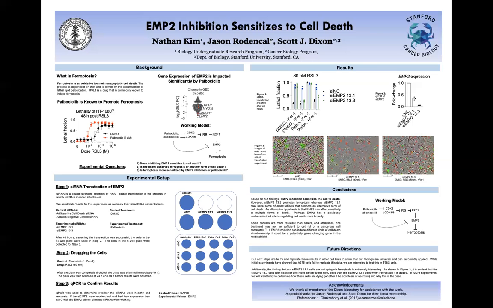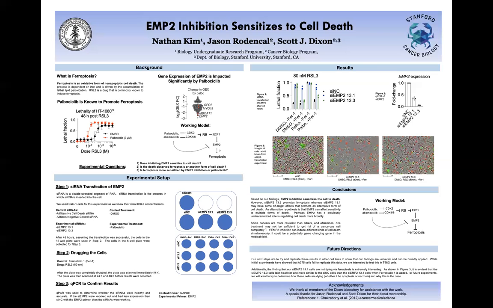And then finally, in figure 3, you can see that these are 3 different images I took of the cells from figure 1. Just to confirm our results, you can look at the middle image. You see that those cells look less healthy than the cells on the left in the negative control, and the cells on the right in the 13.3 cells.